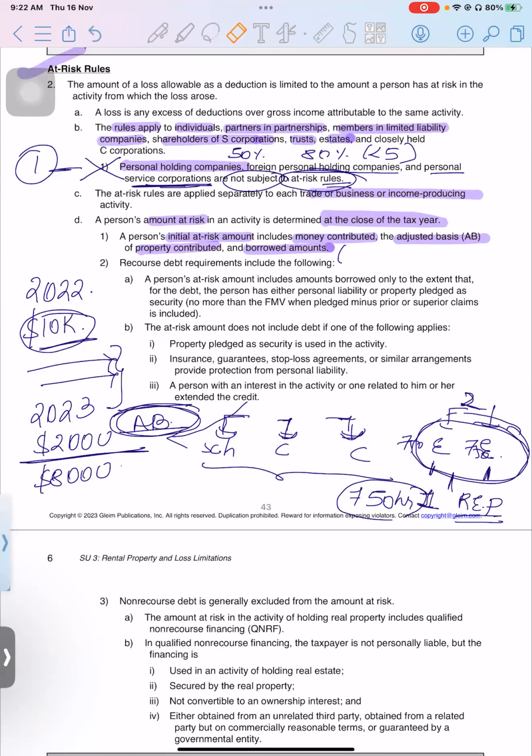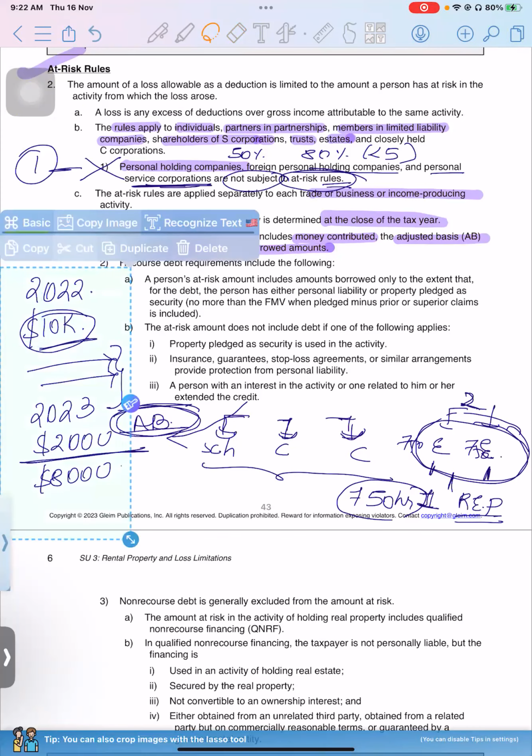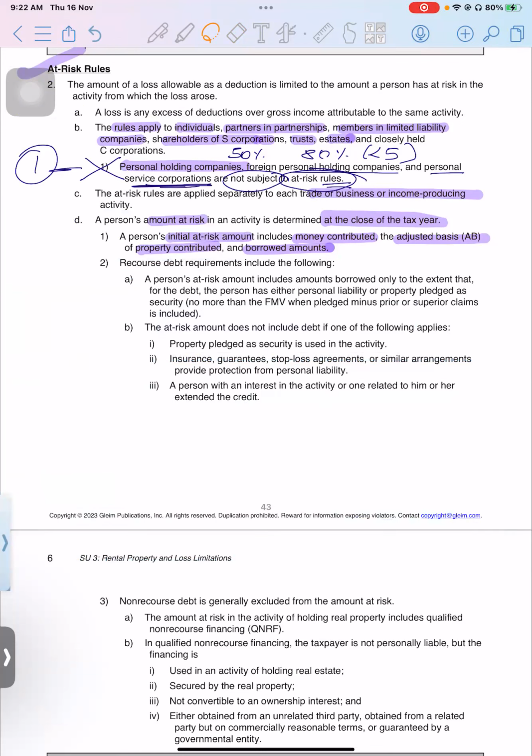Now they have explained recourse debt and non-recourse. Okay, let's read it. Recourse debt requirement includes the following. A person's at-risk amount includes amount borrowed only to the extent that for the debt, the person has either personal liability or property pledged as security. In recourse liability, I can call it a limited liability.